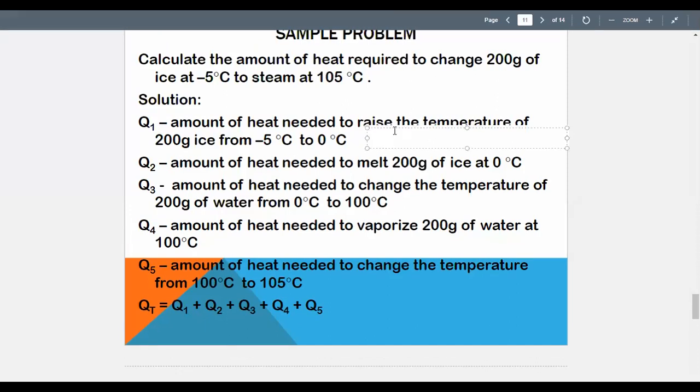So we know Q, guys, the very first equation of Q. Q is equivalent to M, being mass, and then we multiply it to the change in the temperature. But we realize here that there are several changes in the temperature here. Now, this equation is true whenever there's a change in temperature.